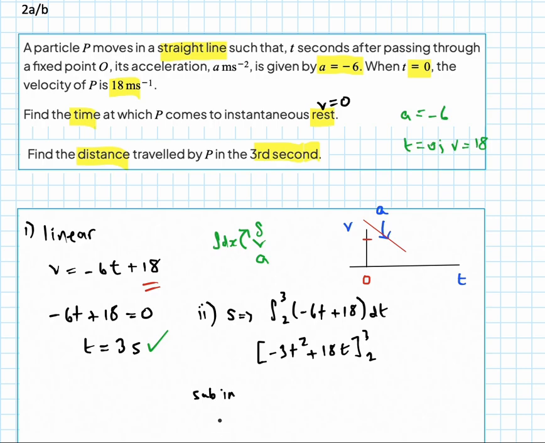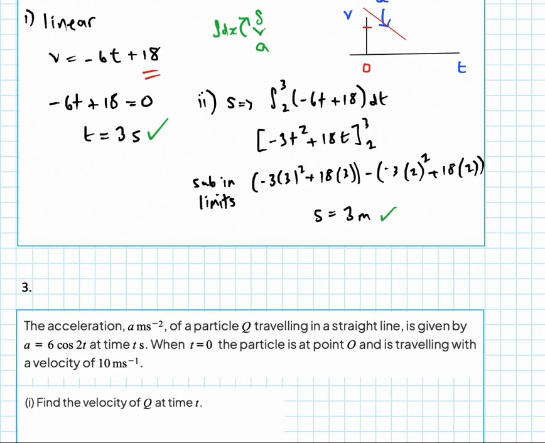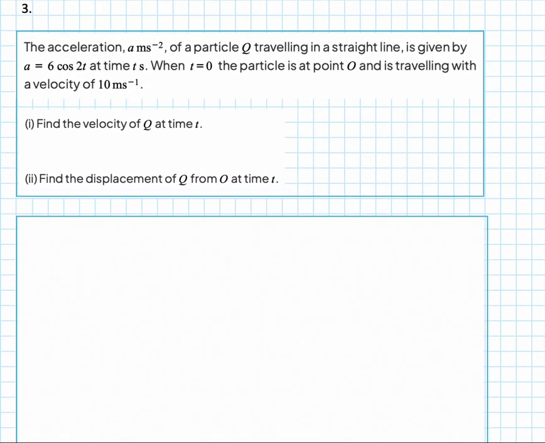We've just integrated that there, so between 3 and 2, sub in your limits. So minus 3 times 3 squared plus 18 times 3, all in the bracket. Subtract minus 2 squared plus 18 times 2. And that's how you integrate. So the distance traveled is 27 minus 24 meters, which of course is 3 meters. And that's how far it traveled in the third second.